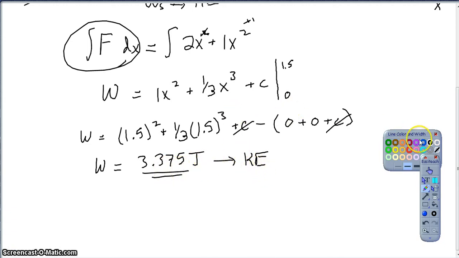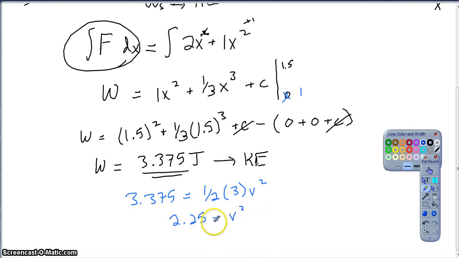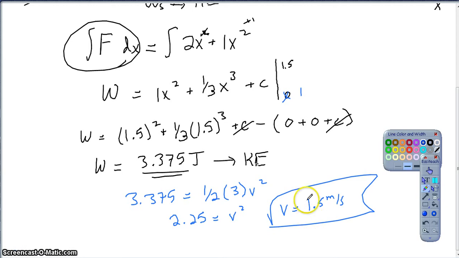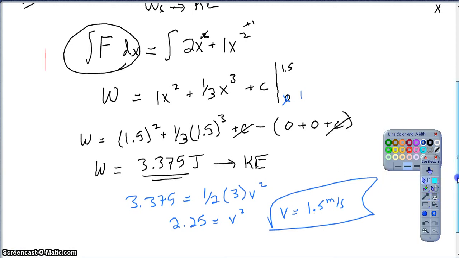The good news is, even if it wasn't equilibrium, I would have just changed this bound to be whatever position they asked me to find. So if they asked 1 meter or what have you, I would just change that number. But anyway, finishing this out, I've got 3.375 equals 1/2 mass times velocity squared. Well, they gave me the mass of 3 kilograms, so it's just 1/2 times 3 times velocity squared. So my velocity squared ends up being a convenient 2.25, and then square rooting both sides, I get 1.5 meters per second. So the velocity of the block when it's in equilibrium position is 1.5 meters per second.